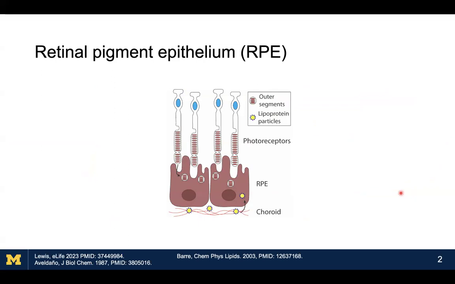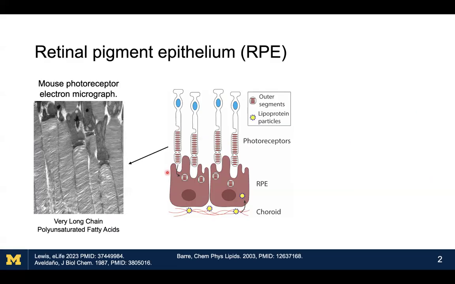And one of the ways it's really unique is that it receives a lot of lipids from both the basal surface and the apical surface throughout the day. So starting with the apical surface, of course, there are photoreceptors that sit between the microvilli of the RPE. And the outer segments of these photoreceptors look something like this under an electron micrograph. These outer segments are just stacks and stacks and stacks of these membrane discs. And these membrane discs, of course, are full of a lot of phospholipids that specifically have a lot of very long chain polyunsaturated fatty acids.